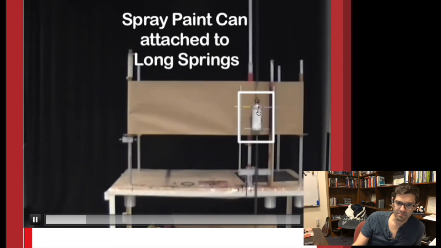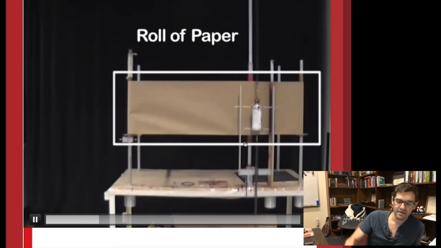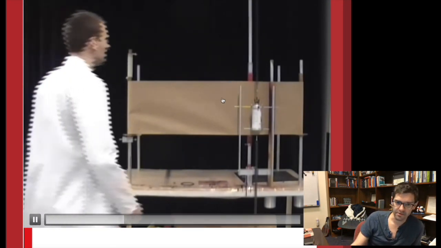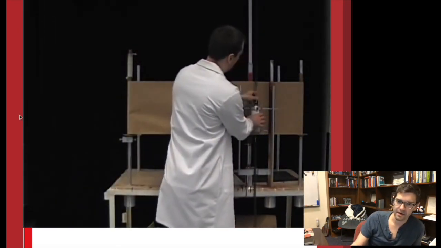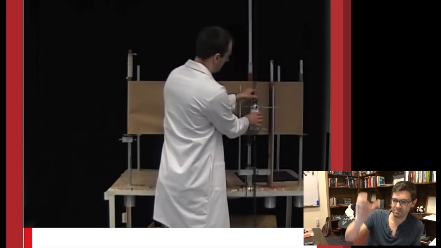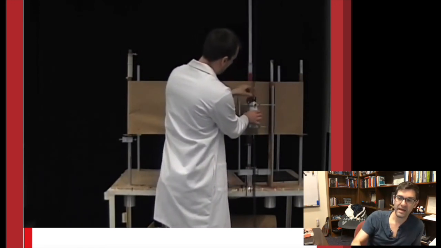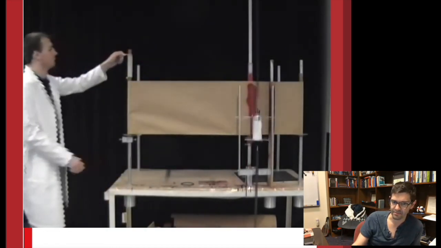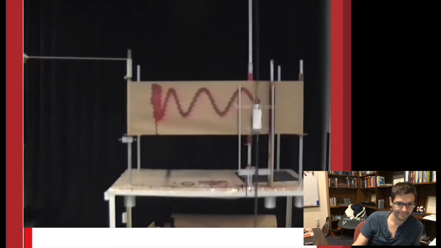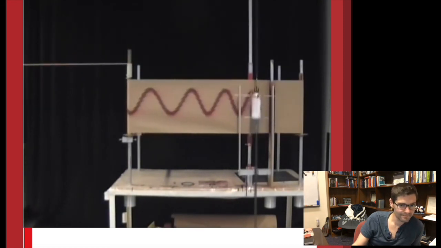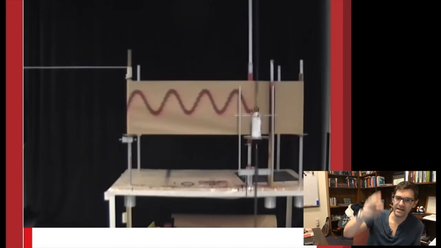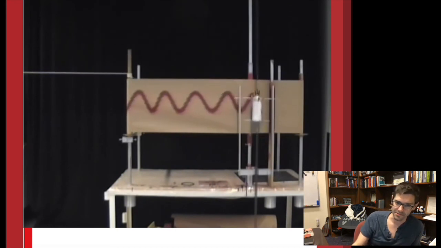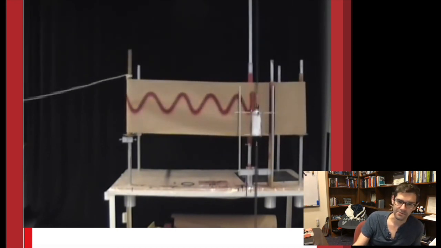So the idea is that there's this spray can that's attached to springs. They're going to make the spray can oscillate up and down while they pull the cardboard paper out to the right. So essentially the spray can is going to be painting the location that it resides on the piece of cardboard. In this case, you see the height is moving up and down. You might say, that looks fairly sinusoidal or cosine-like.